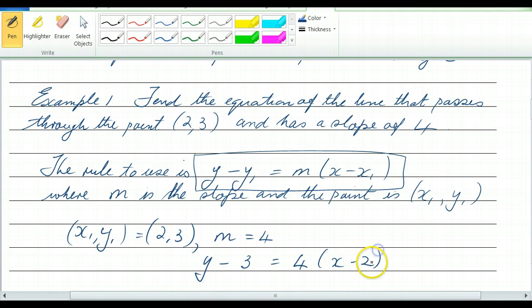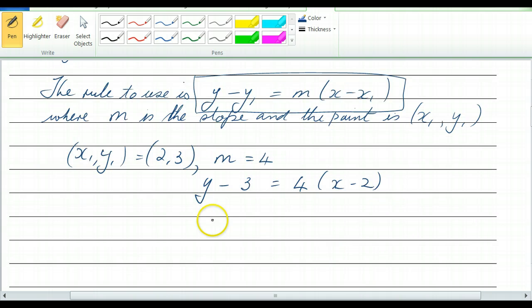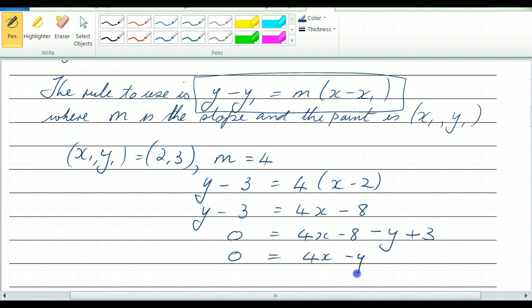Now what we need to do is some algebraic manipulation. We expand this bracket out, so we have y minus 3 equals 4x minus 8. Rearranging, taking these terms to the other side, 0 equals 4x minus 8 minus y plus 3. Rearranging this, we have 0 equals 4x minus y minus 8 plus 3, which is negative 5. So the equation of the straight line is 4x minus y minus 5 equals 0.